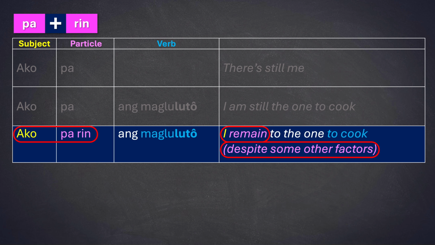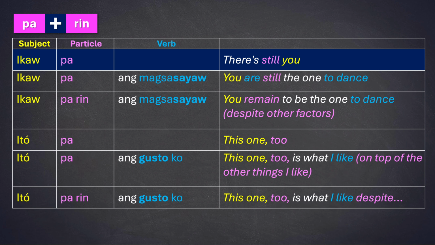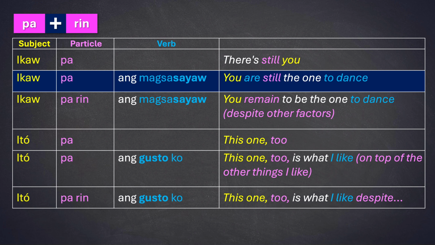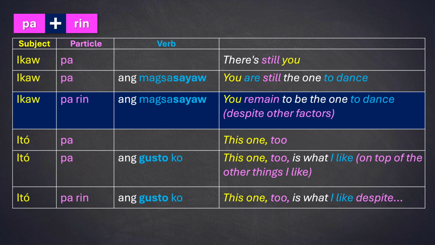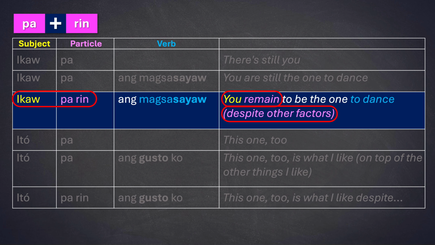Let's take a look at another set. Ikaw pa. There's still you. Ikaw pa ang magsasayaw. You are still the one to dance. Ikaw pa rin ang magsasayaw. You remain to be the one to dance despite other factors. A situation here is that when a new dancer is available, but the subject is told that he or she will still dance despite the presence of another dancer.